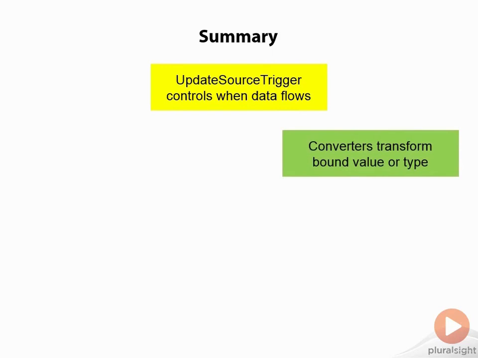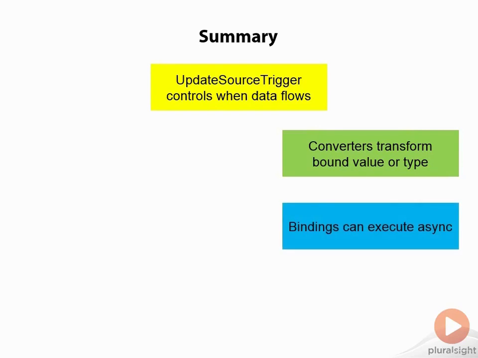And as part of that flowing process, you can transform the value or the type of the object that's being passed through. Next, we talked about async bindings and simply using the IsAsync property on a binding to make it so the get and set block of your source object get called on a background thread if they might take a long time and you don't want to block the UI.